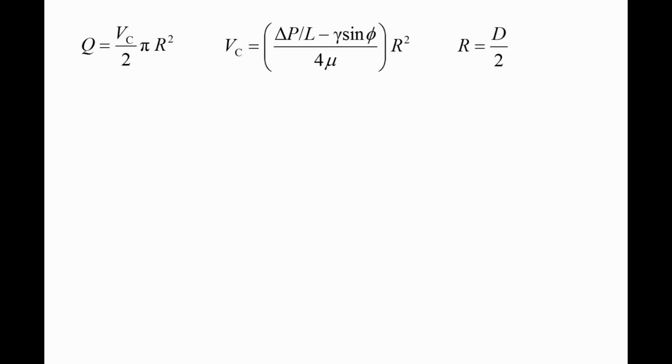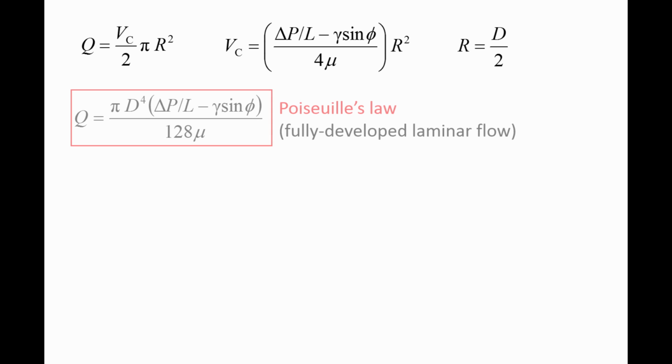If we plug in the expression for the centerline speed into the volumetric flow rate equation and substitute d/2 for the pipe radius, we obtain a relationship between the volumetric flow rate, the pressure drop per length of pipe, diameter, pipe orientation, and fluid properties. This equation is called Poiseuille's law. It is important to remember that this equation is only valid for fully developed laminar flows through circular pipes.